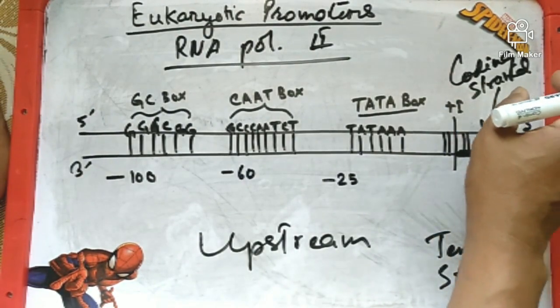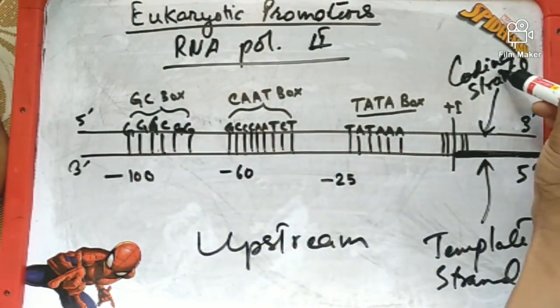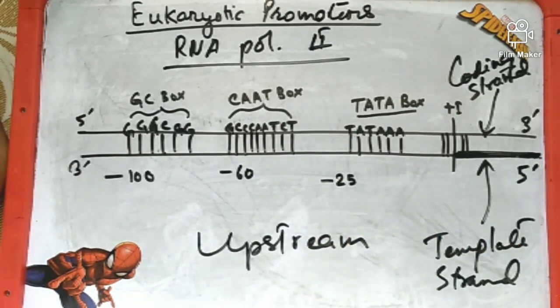So when we read the sequence in a promoter, we read or write only the sequence in the coding strand, not the opposite sequence which is in the template strand. Thank you. This is all about the promoter.